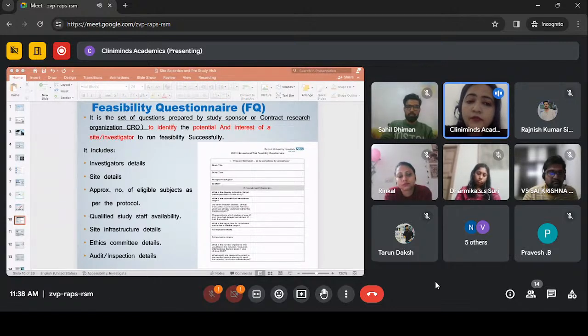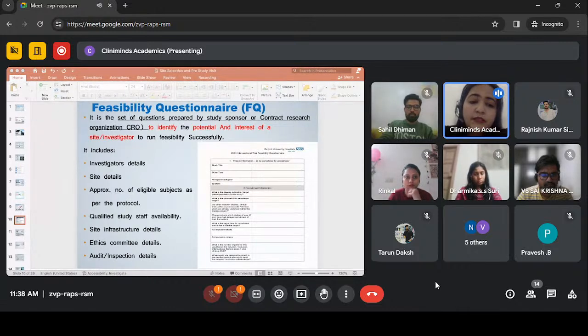The investigator has to provide that number in the feasibility questionnaire. If the sponsor is planning to recruit maybe 10 patients per month, is the investigator capable of recruiting those 10 patients, or more than that, or less than that? So questions related to the eligibility criteria will be raised in the feasibility questionnaire.